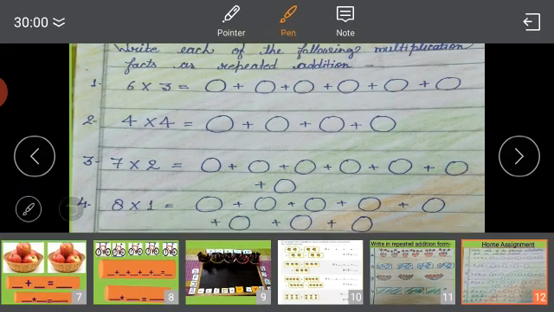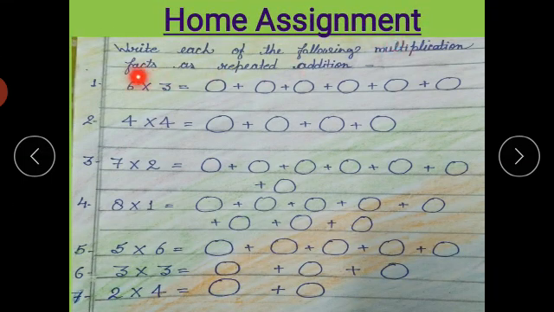Write each of the following multiplication facts in repeated addition form. Okay, 6 multiplied by 3 means 6 times 3. So you have to change these multiplication facts to repeated addition form. So how could you change? You have to write 3 plus 3 plus 3 plus 3 plus 3 plus 3. See, easy now? Same for the next question. 4 multiplied by 4 means 4 times 4. So you have to write here 4 plus 4 plus 4 plus 4.